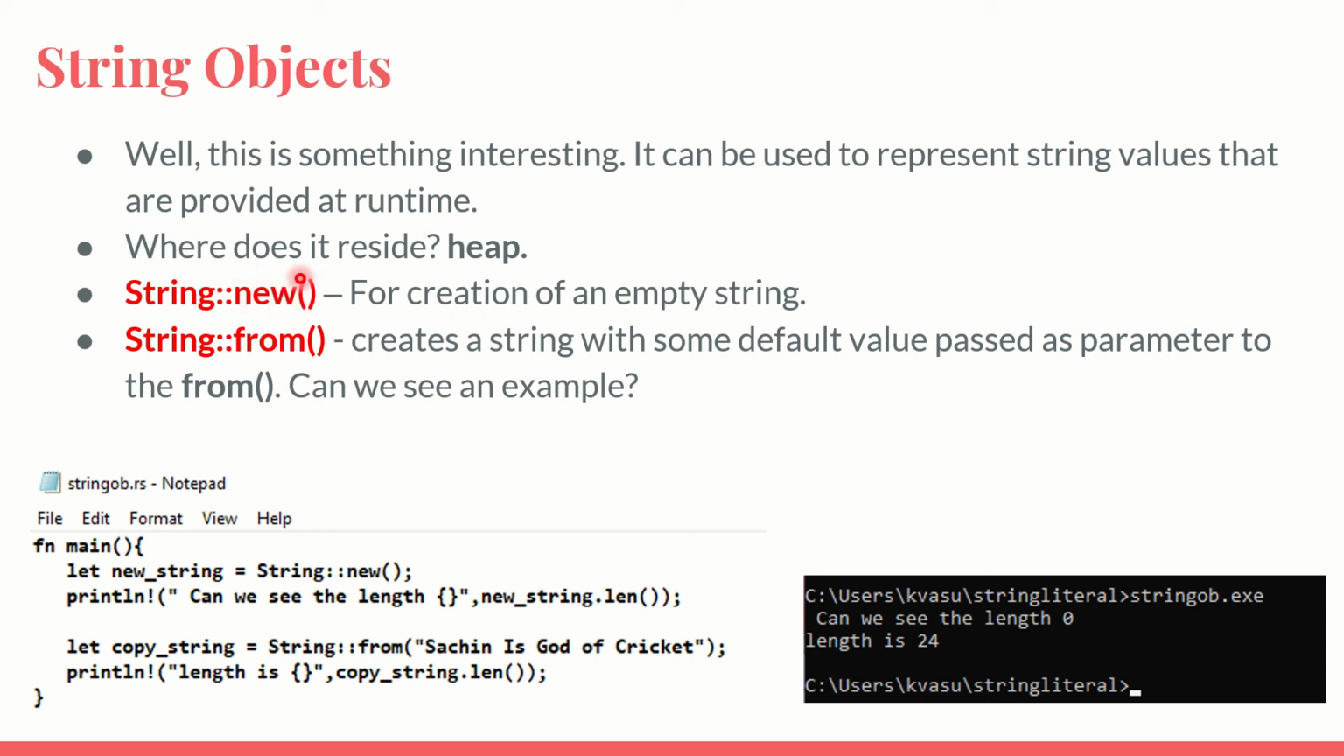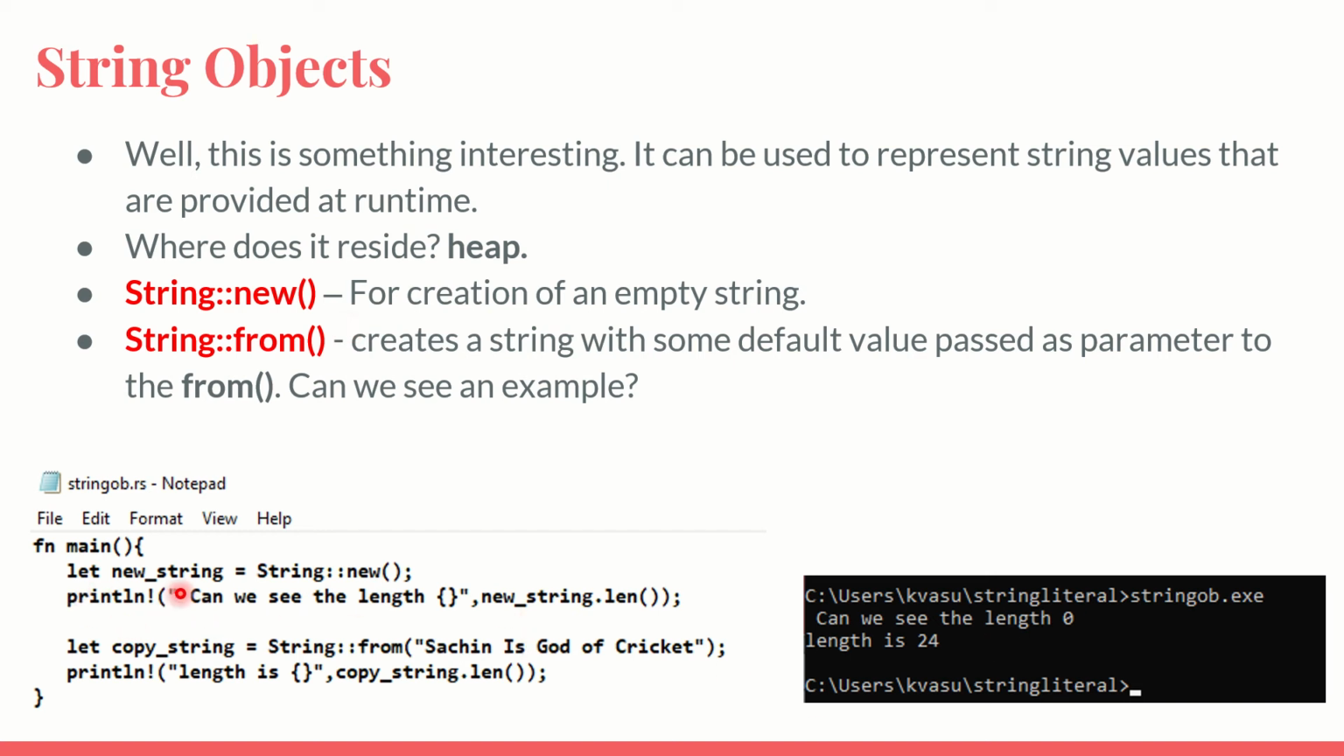Something very similar to it. We have got new here, and for creation of an empty string, this helps. And with from, I create a string from some other already available content. I create something from something. That is better to understand with an example. So I'm going to teach you an example. Let's go ahead and learn the example.